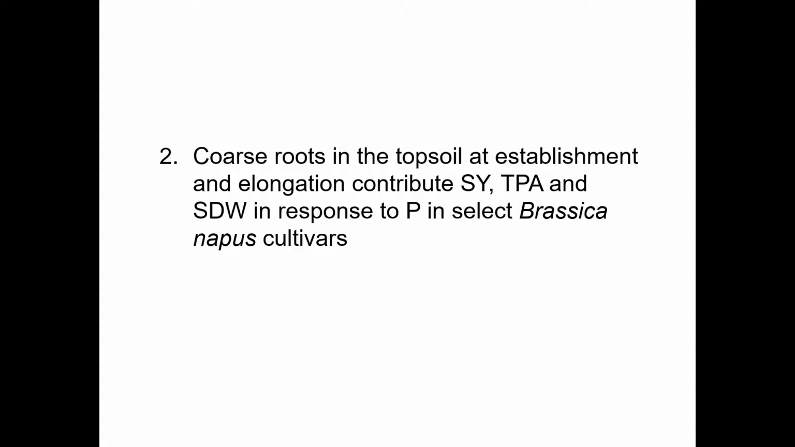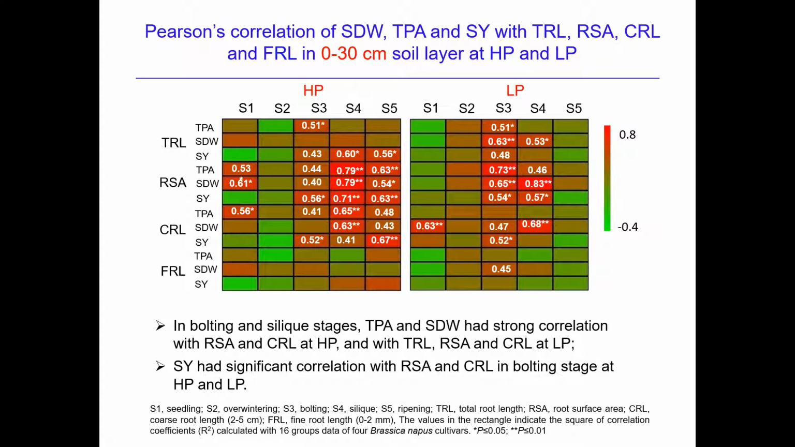But the seed yield has identical results: it had a significant correlation with the root surface area and coarse root length in the topsoil in bolting stage at both P treatments. But for the root morphologies in the 10 to 20 centimeters, we only found a significant correlation at high P. For the root morphologies in the 20 to 30 centimeters, we also only found a correlation at high P.